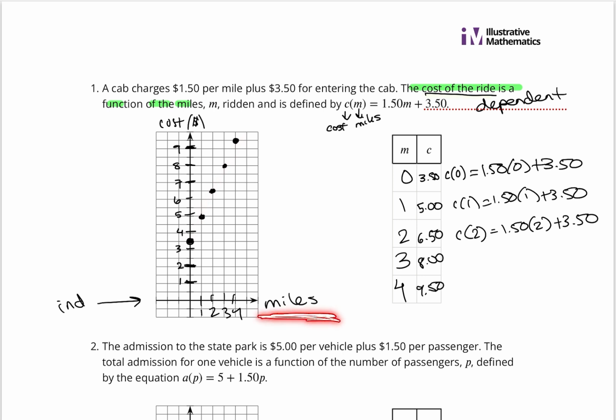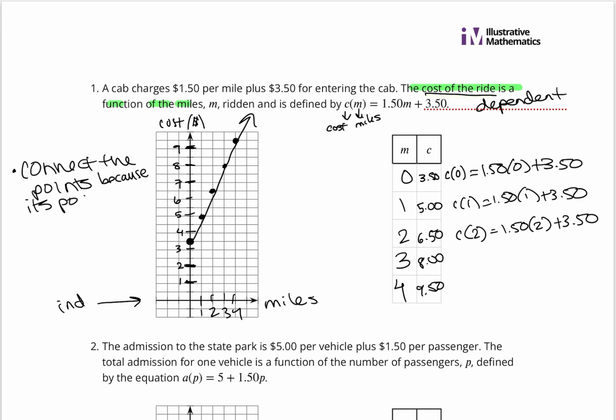Can I have miles that are not whole numbers? The answer, of course, is yes. I can have miles that are not whole numbers, right? You might travel 1.5 miles, you might travel 6.38 miles. So it does make sense to connect the dots here. And I'm just going to write that out. Connect the dots, connect the points, because it's possible to travel partial miles.